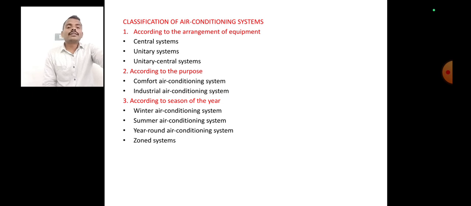Next, according to the season of the year, we use a winter air conditioning system, summer air conditioning system, year-round air conditioning system, and zoned air conditioning system. Winter means we design the air conditioning system to work in winter climatic conditions. There is no cooling coil, only a heating coil. And the summer air conditioning system is used only for cooling the air conditioned space air. Next, the year-round air conditioning system acts as a combination of both winter and summer air conditioning systems. It makes cooling energy and heating also.